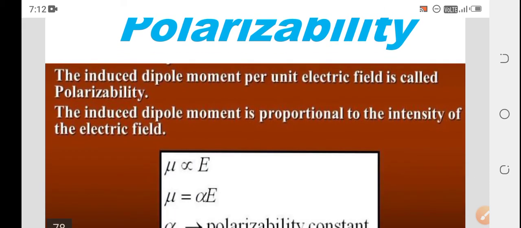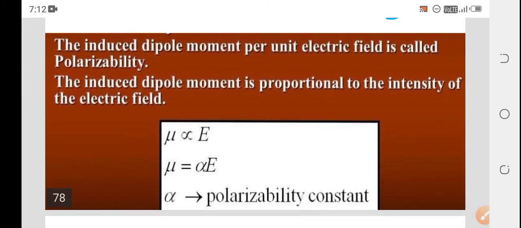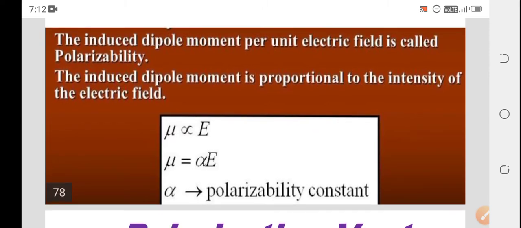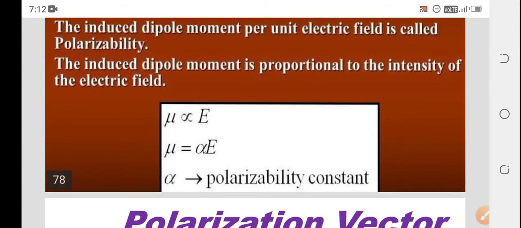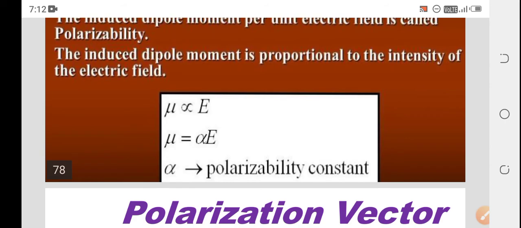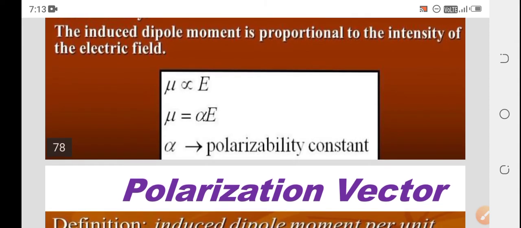Polarizability. The induced dipole moment per unit electric field is called polarizability. We know that the induced dipole moment is proportional to the intensity of the electric field, so that mu is proportional to E. Therefore, mu is equal to alpha E.